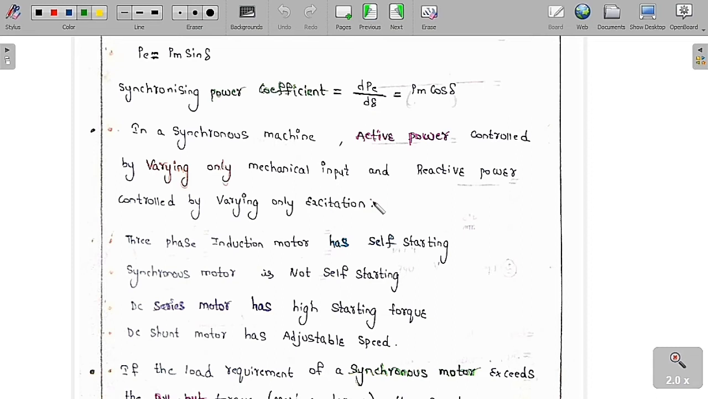So these are things that you always have to remember. By varying the mechanical input, we can vary the active power output from a synchronous machine. Similarly, by varying the excitation, we can vary the amount of reactive power. The synchronous machine can absorb reactive power, deliver reactive power, or neither absorb nor deliver it. All these three things can be done by the synchronous machine itself.